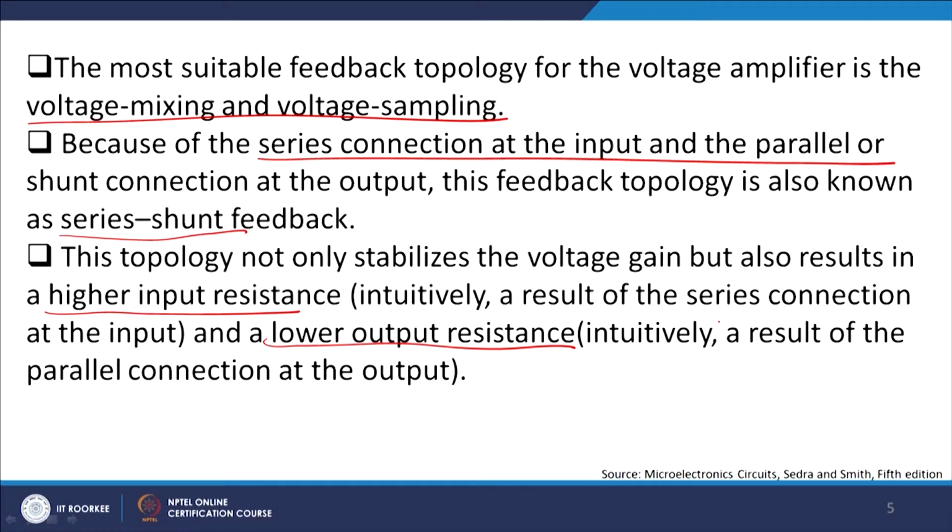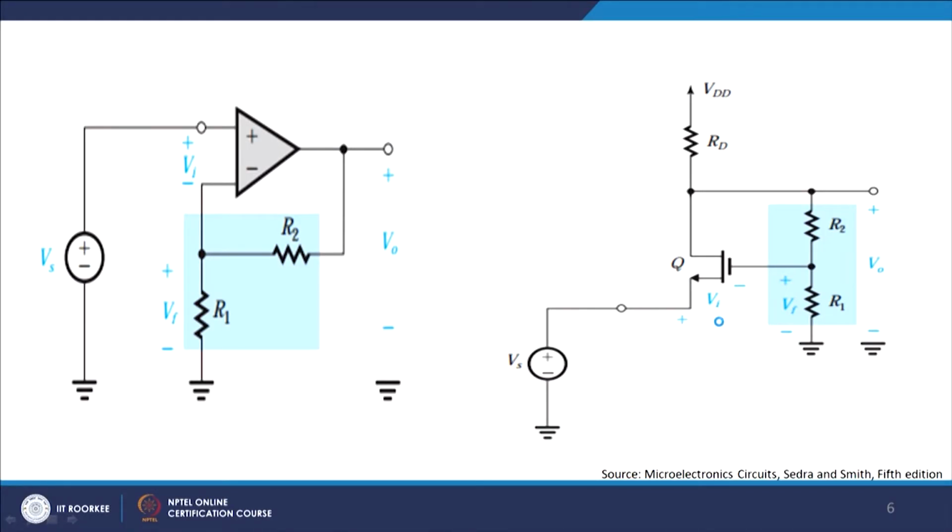And that is the intuitive result which we have already found out, because the output is a parallel connection. Output parallel connection primarily means that output impedance will fall down, and that is the reason you get a reduction in the output impedance. Let me show you now another example.